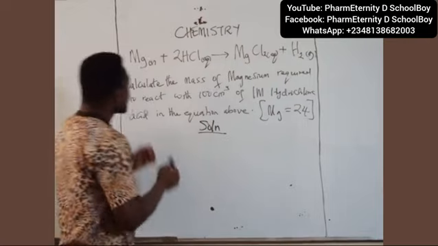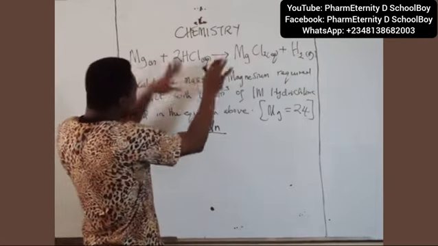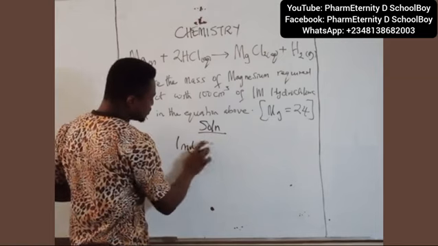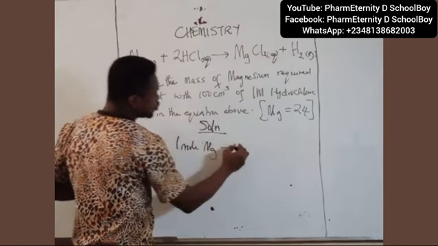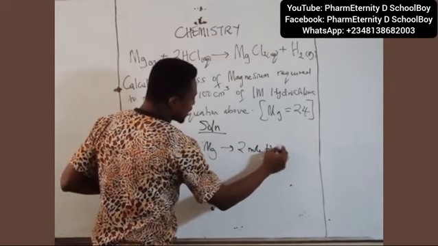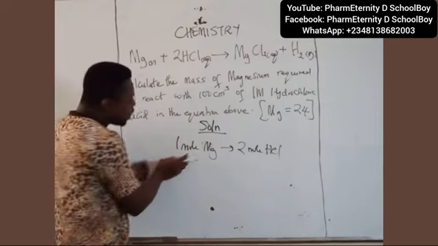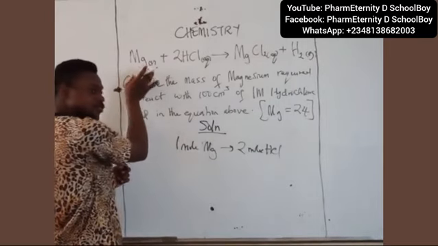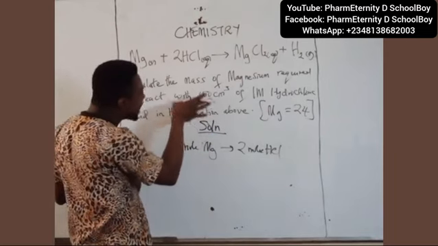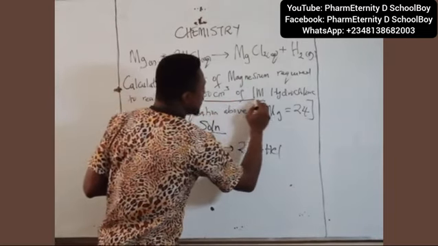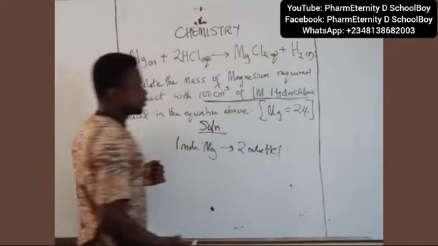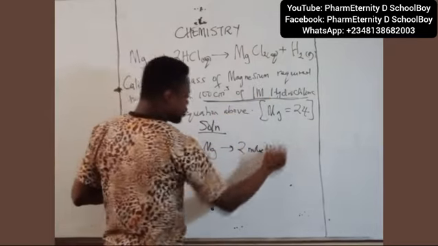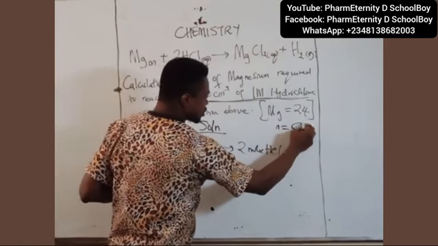Now, basically from this equation, it's clear that 1 mole of magnesium reacts with 2 moles of hydrochloric acid. Agreed. Now, if 1 mole of magnesium reacts with 2 moles of hydrochloric acid, how many moles of magnesium will react with the number of moles of hydrochloric acid we can obtain from this? That means we're going to use this volume and concentration and get the number of moles. Remember that number of moles is equal to concentration times volume.